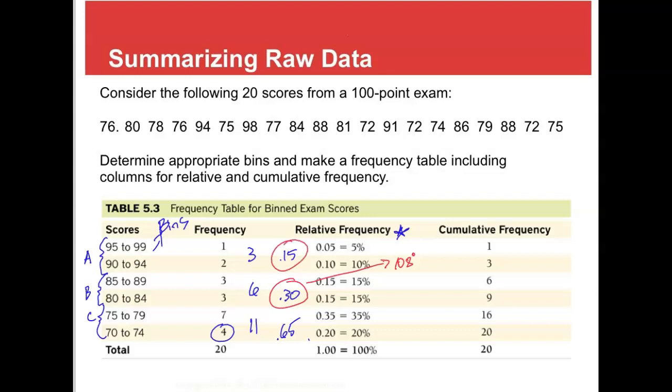This wedge should be 15% of 360. Well, that's going to be exactly half the 108, so that's going to be 54 degrees. And 65% of 360 is 234 degrees.